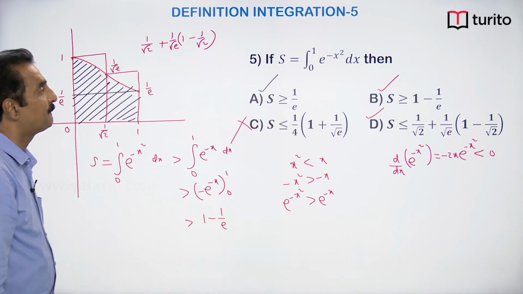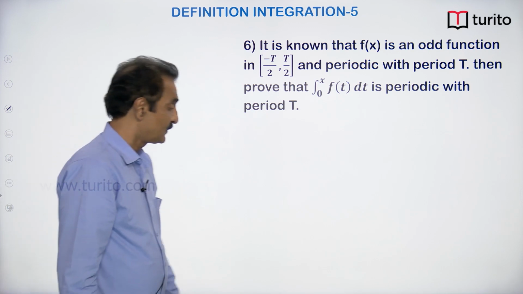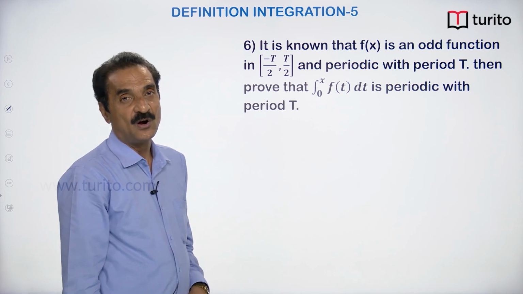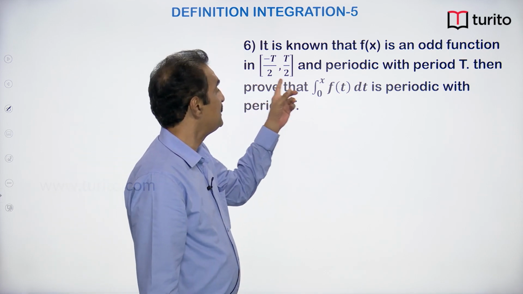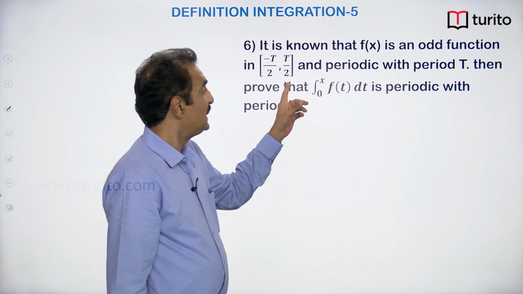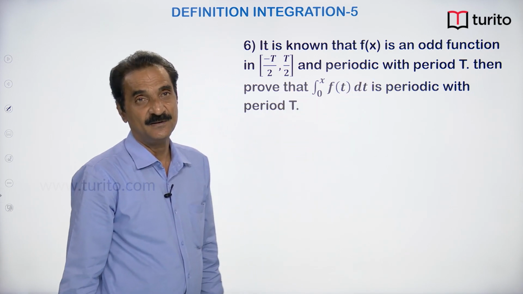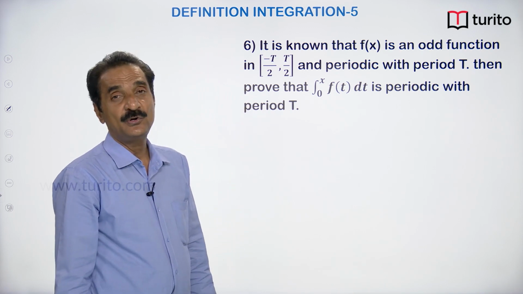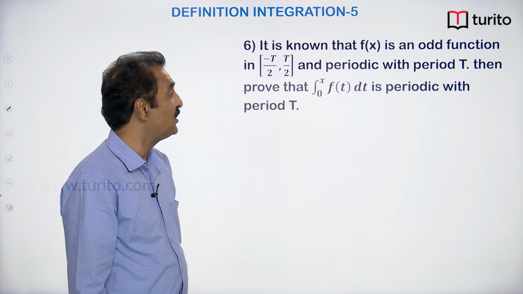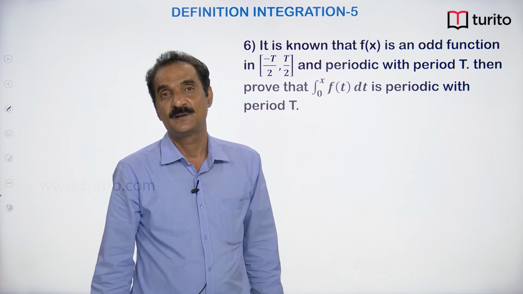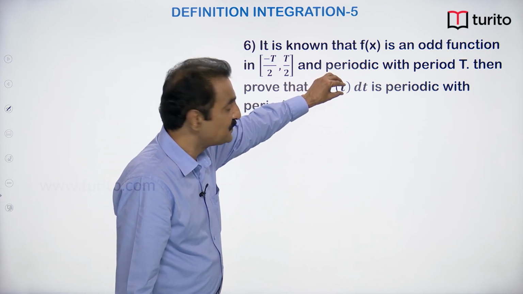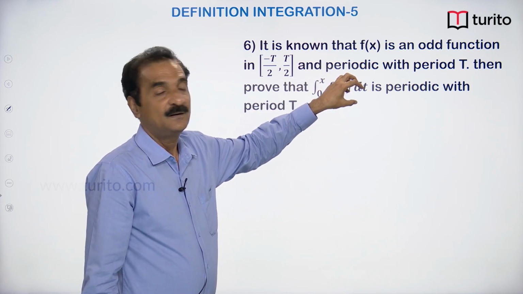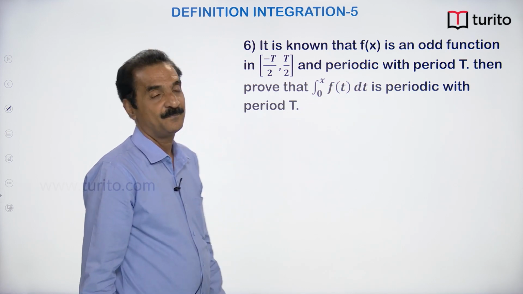Next question. It is known that f of x is an odd function in minus T by 2 to T by 2 and periodic with period capital T. Then prove that the integral 0 to x f of t dt is periodic with period capital T. f is periodic with period capital T. We have to prove that the integral of f is also periodic with period T.